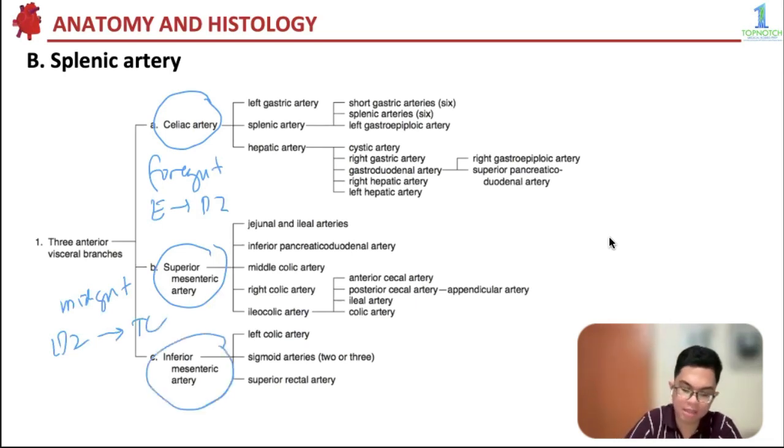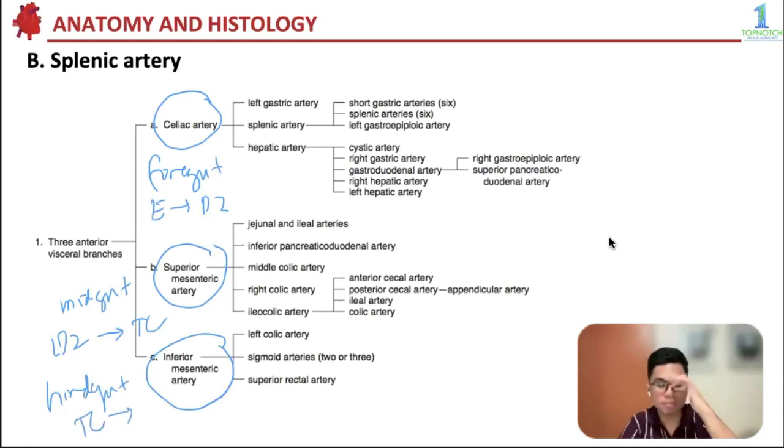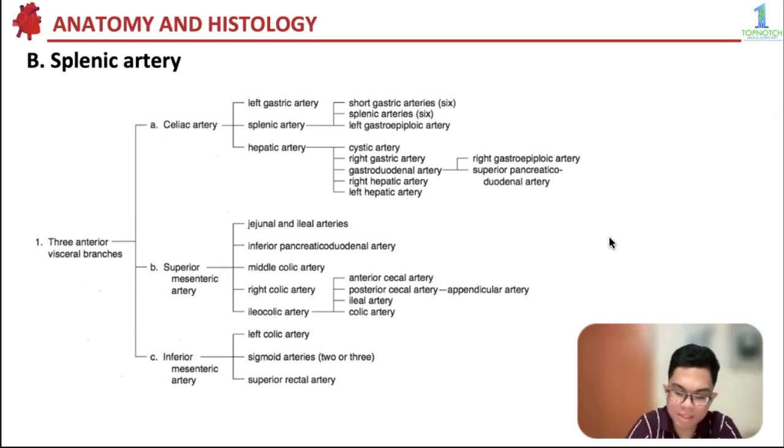And the inferior mesenteric artery is for your hindgut derivatives. It's for the transverse colon and beyond. Okay? Hanggang before the end of the anal cavity. So yun, there are 3 initial branches: the left gastric, the splenic, and the common hepatic artery. And it gives also many sub-branches. Okay? So next question tayo.